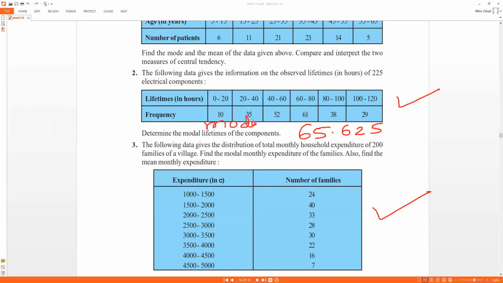Okay. So your answer should be modal lifetime of the components is 65.625 hours. Don't forget the unit also. 65.625 hours modal lifetime of components. Correct. The following data gives the distribution of total monthly household expenditure of 200 families of a village. Find the modal monthly expenditure of the families. Also find the mean monthly expenditure. मला मीन पण काढावं लागणार आहे आणि मग कम्पेअर करायचं आहे. ओके, कराल का मीन पण?